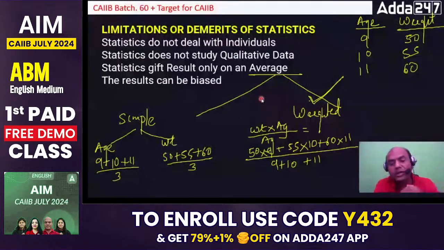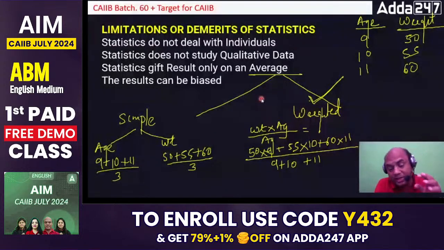Because of qualitative data. The person who goes and checks that respondent doesn't check what is the mindset of that person. Is that person really telling you the truth or false? That is not checked. So that is the problem with statistics. Statistics gives results only on an average basis.